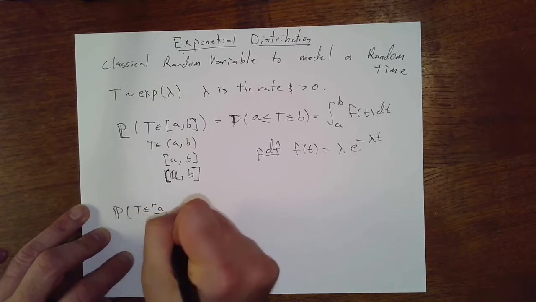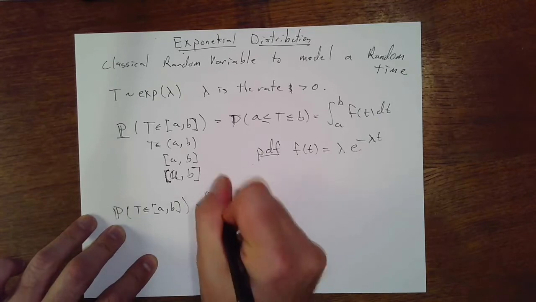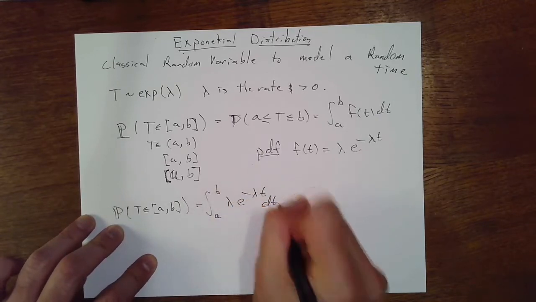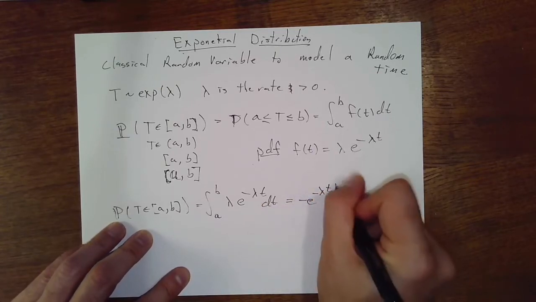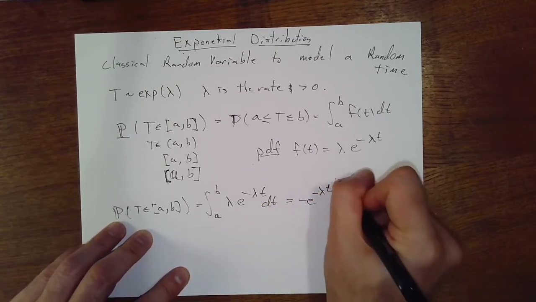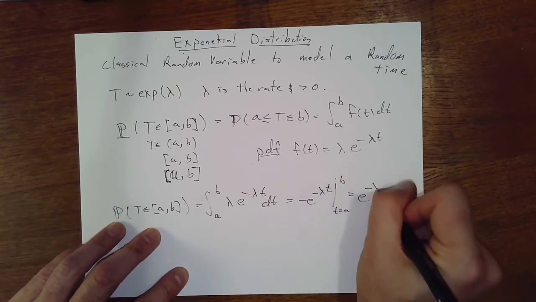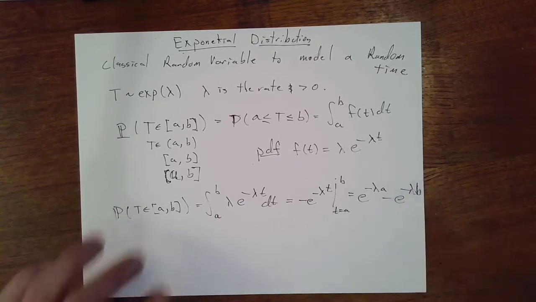All right, now let's actually do this calculation. We'll calculate the probability that t is in the interval a, b, and we just write out the integral. And now that's an integral we know how to do. It's exactly minus e to the minus lambda t evaluated at a and evaluated at b. And then if we do that evaluation, they just switch order because of the sign, and that's what we get.